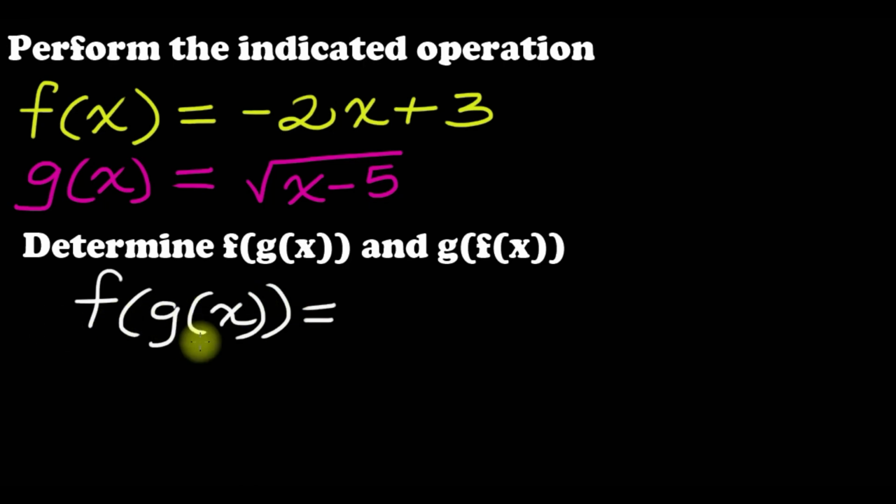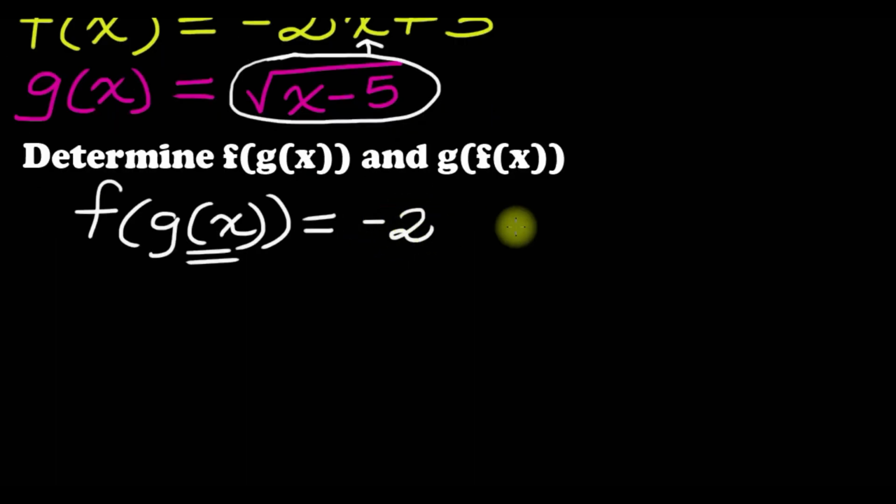Okay, so f of g of x is the same as f of x. So therefore, your g of x is going to be the x of the f of x. So we're going to take g of x. Okay, this is your g of x, and then we're going to plug it into the x of the f of x. So into that x, it's going to look like this: negative 2 times the square root of x take away 5, and then plus 3 on the outside.